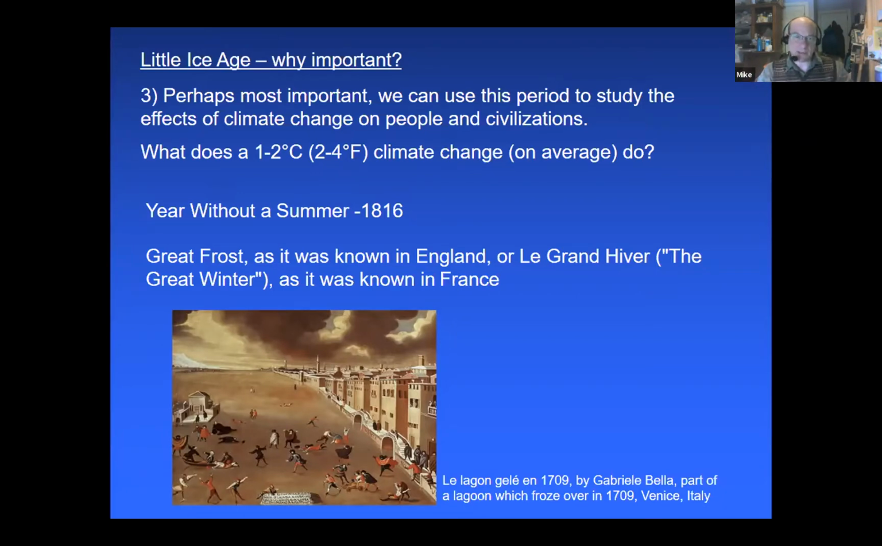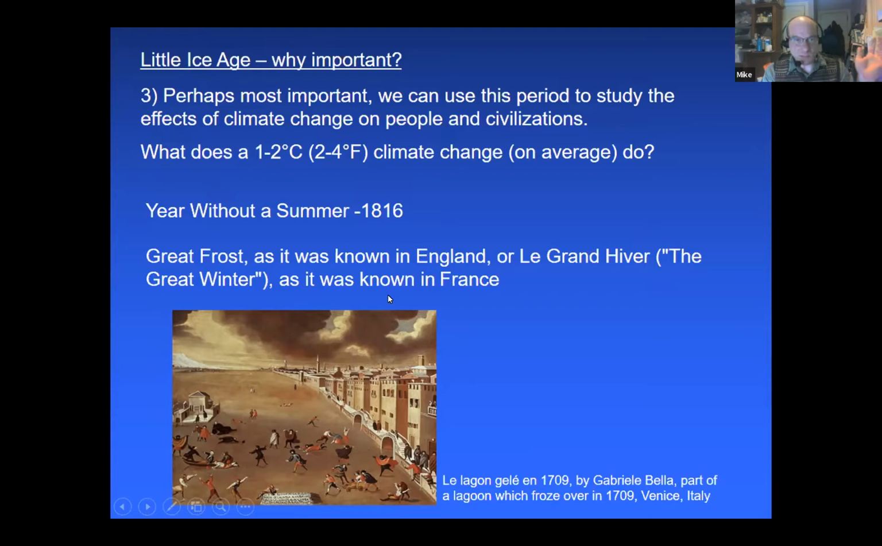There's a few examples that are common. We talk about the year without a summer. You could look this up on the internet. Even Wikipedia has a nice write-up. In 1816, there was the Great Frost in England, the Great Winter in France, and the frozen lagoon in Venice. I've been to Venice, but only in the summer when it's usually pretty hot. So I've never been there in winter, but I don't imagine the canal freezes over much today. This was also in the early 1700s.